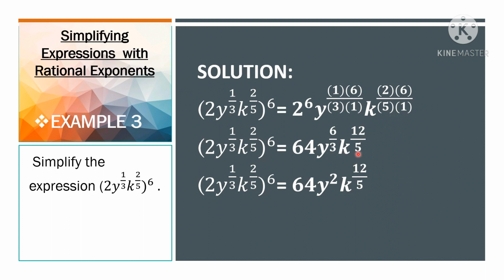Tignan po ulit natin yung mga fractional exponents natin kung pwede pa silang i-reduce sa lowest term. Sa exponent ni y, that is 6 over 3, pwede pa po natin yung i-reduce sa lowest term. 6 divided by 3 is 2. Kaya meron tayong y squared dito. Pero, si 12 over 5, hindi na po natin yan ma-reduce sa lowest term. Kaya, ayan na po ang fractional exponent ni base k. So, ang final answer natin ay 64 y squared k raised to 12 over 5.